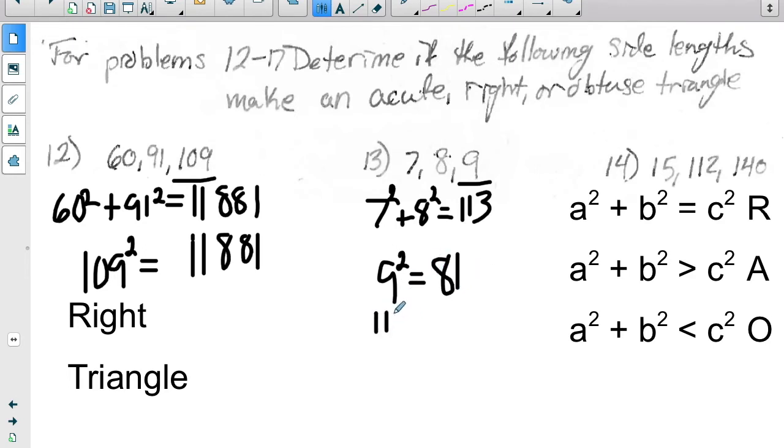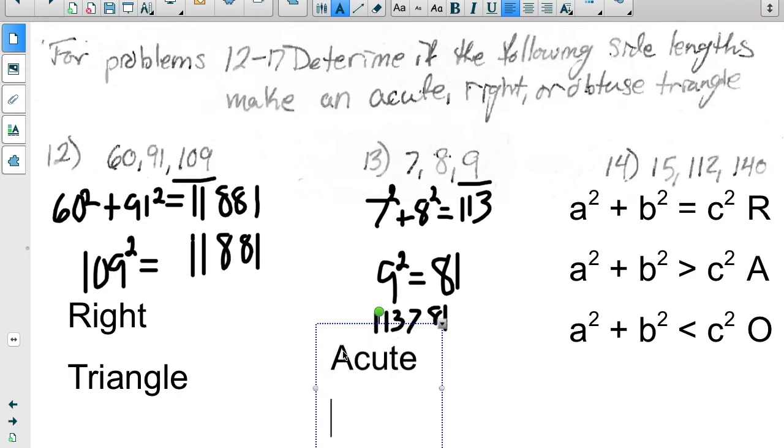Well, 113 is greater than 81. And since a squared plus b squared is greater than c squared, this here would be an acute triangle, because a squared plus b squared is greater than c squared. A squared plus b squared is greater than c squared means it's an acute triangle.